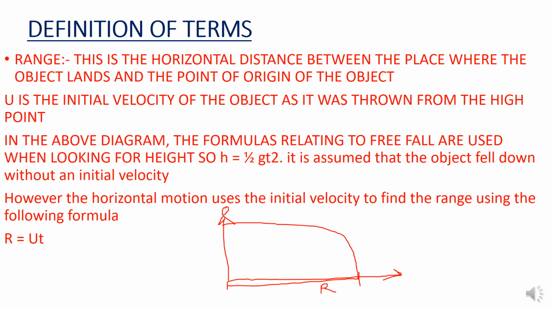So when the object moves from here and it is thrown up to until it lands on the ground, the initial velocity times time will give you the range. So in this motion, initial velocity is used in the horizontal motion, not in the vertical motion. In the vertical motion, we assume that it fell without an initial velocity. Ile velocity ilitumika kwa horizontal motion peke yake, haitumii kwa vertical motion. Sawa.